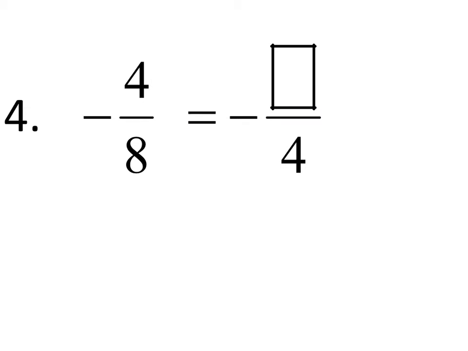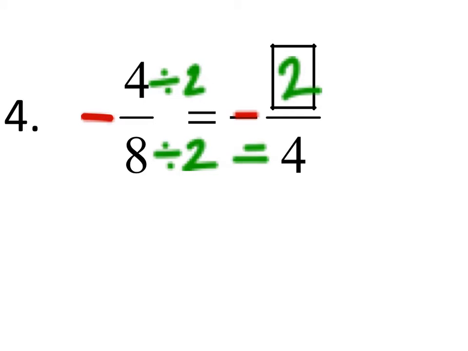And then this one again, with the negative stuff, they've already made it negative, so we don't have to worry about that. But what would we do to 8 to get to 4? Yeah, divide by 2, right? So I've got to do it to the 4 as well. 4 divided by 2 is 2.